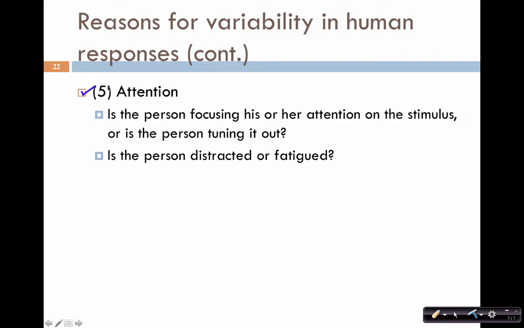Attention has to do with, is the person paying attention to the task or not? Are they distracted? Are they fatigued? Any other variables that might have to do with are they in fact paying attention?